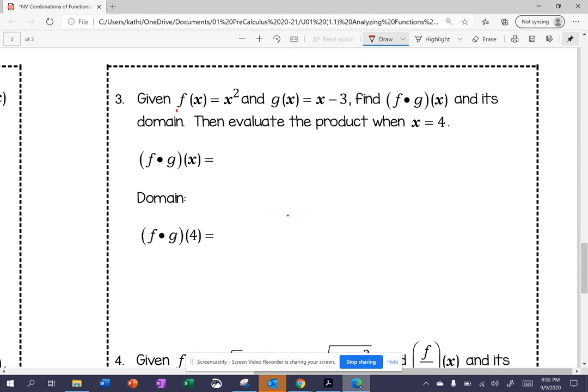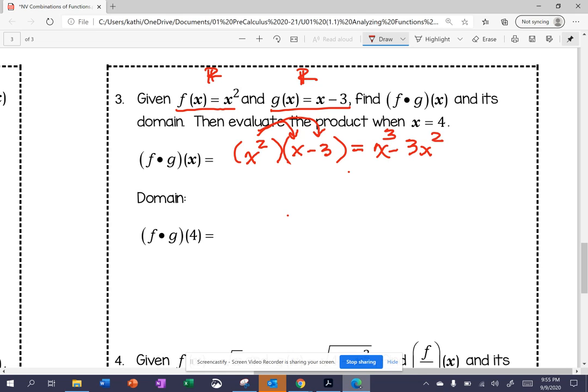Starting out, f of x has no restrictions, so that's all real numbers. G of x has no restrictions, so all real numbers. So I'm going to multiply these. So I have x squared times x minus 3. I'm going to distribute x squared on both terms. So I get x cubed minus 3x squared.